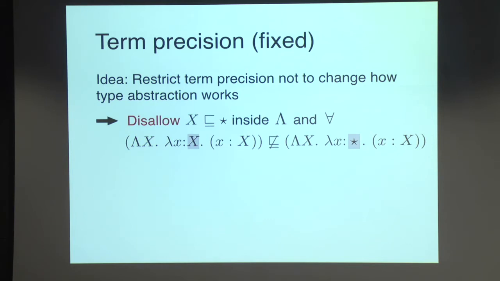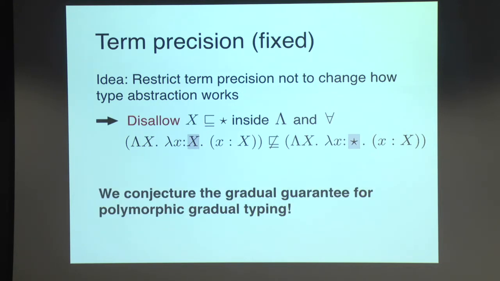And in practice, such term precision means we have to change dynamic types into type variables at once when we evolve a dynamically typed function into a big lambda. Otherwise, we may not enjoy the gradual guarantee. Okay, then, now we have not proved the property, but we believe that the fix is enough. We conjecture the gradual guarantee for polymorphic gradual typing.